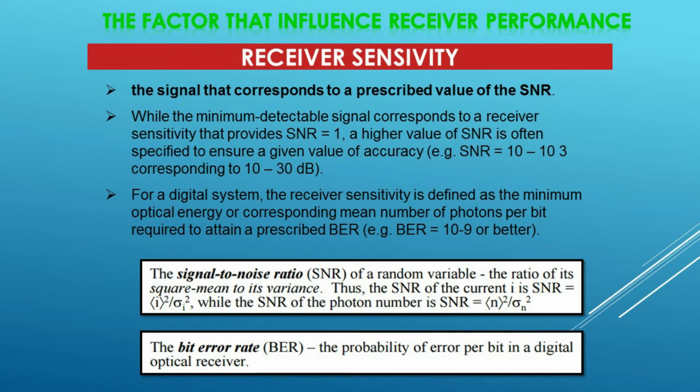Receiver sensitivity. The signal that corresponds to a prescribed value of the SNR. While the minimum detectable signal corresponds to a receiver sensitivity that provides SNR equals 1, a higher value of SNR is often specified to ensure a given value of accuracy, e.g. SNR equals 10 to 10^3, corresponding to 10 to 30 decibels. For a digital system, the receiver sensitivity is defined as the minimum optical energy or corresponding mean number of photons per bit required to attain a prescribed BER.